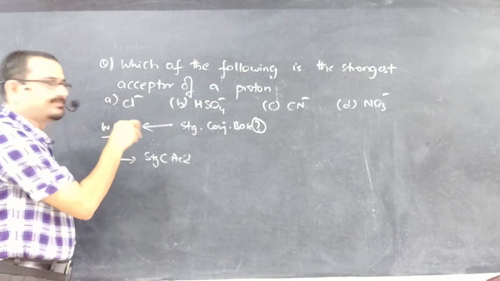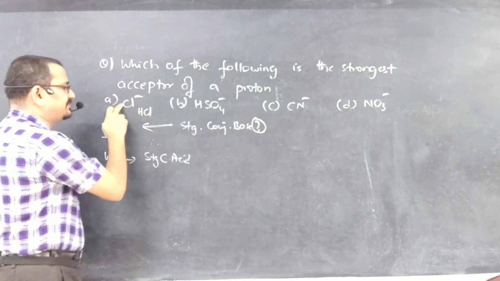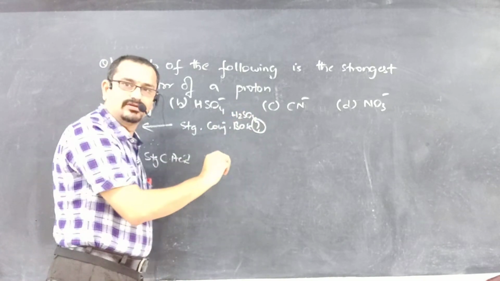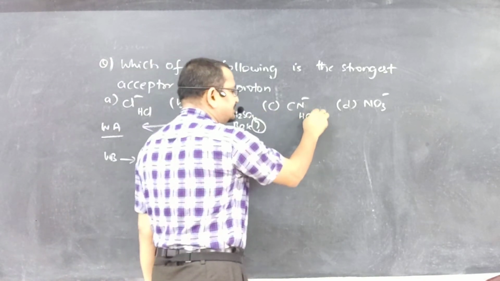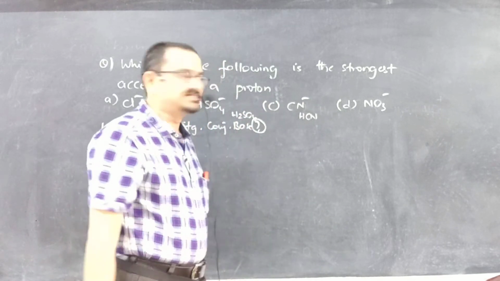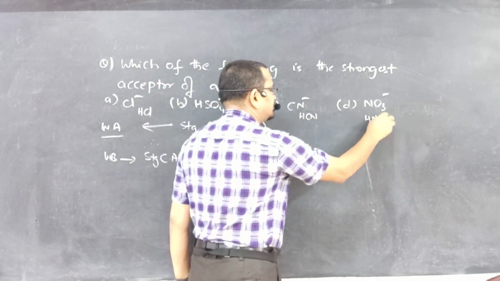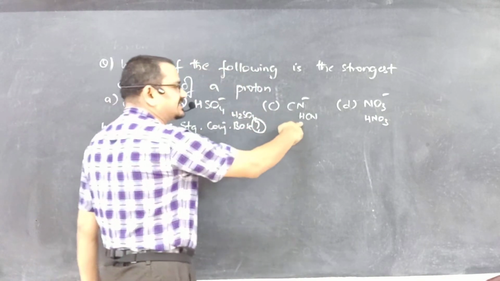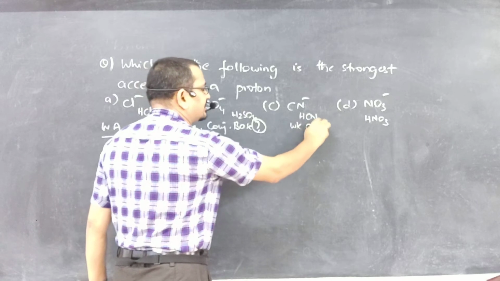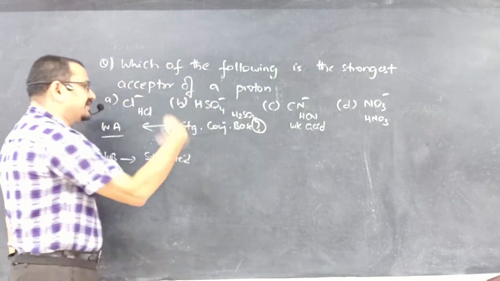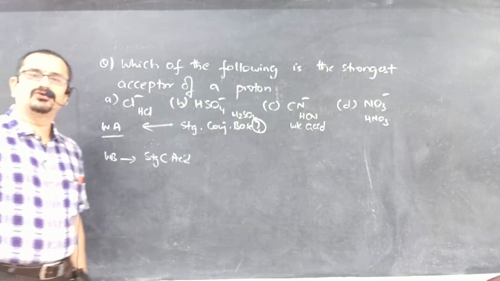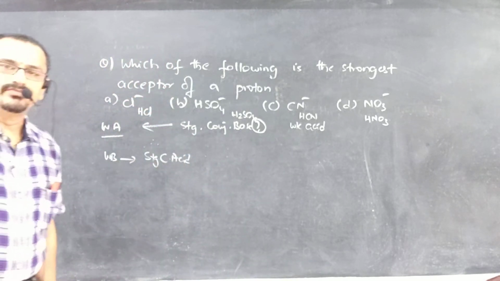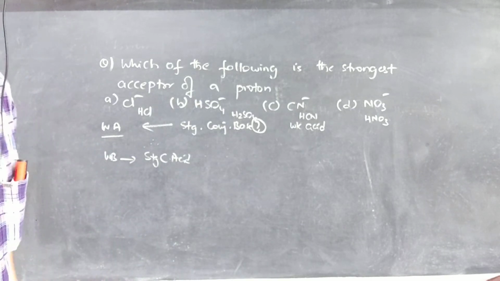So let's come to their parents. This parent compound is HCl. This parent compound is H2SO4, right? And this parent compound is HCN, hydrogen cyanide, and this parent compound is HNO3. Definitely, among these four different acids, we can say HCN is a weak acid. As this is a weak acid, its conjugate CN minus acts as strong conjugate base. So this is another question from Bronsted-Lowry theory of acids and bases.